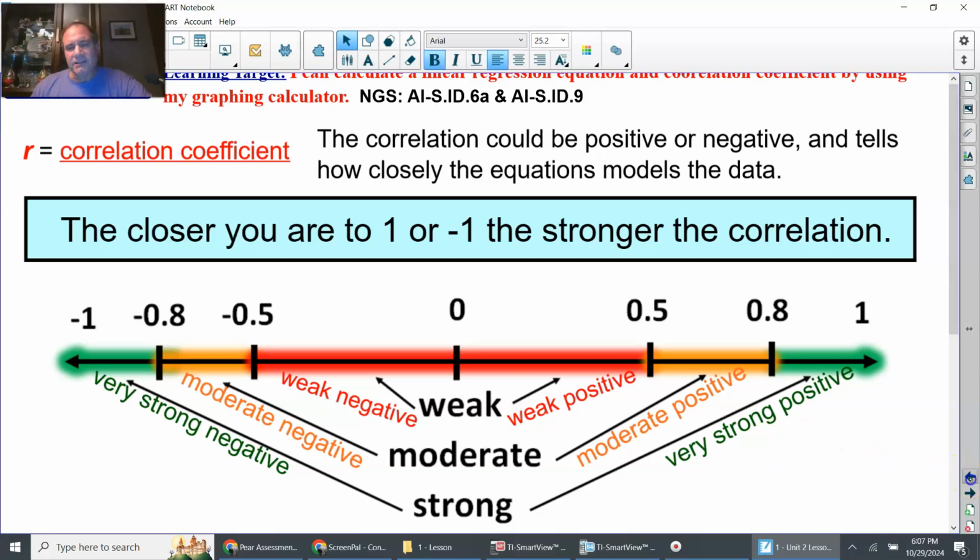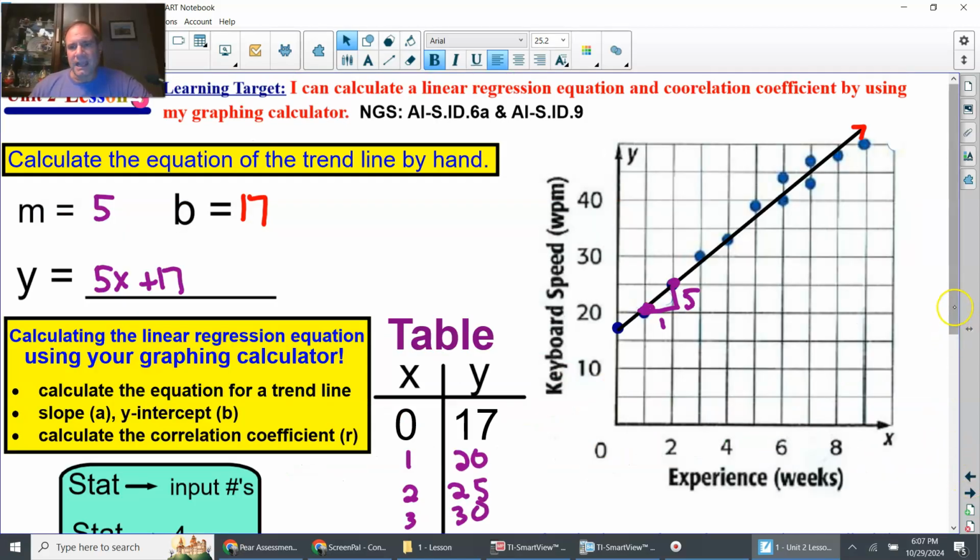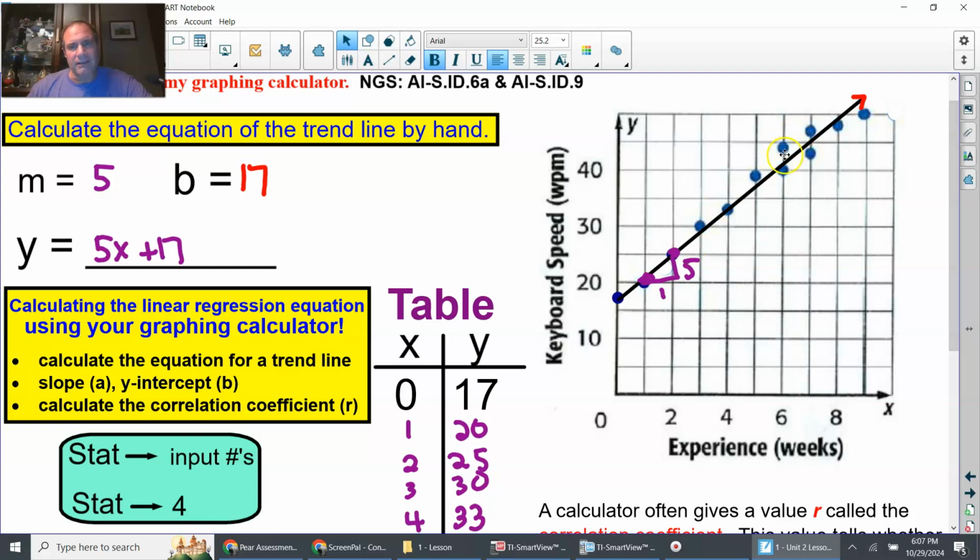So when you go back and look at what we have here, we knew right away, you see this trend line, the points are very close to the trend line. They're hovering around that trend line. That's a very strong correlation. I could tell right away. If the points were further away from the trend line itself, then you would have a weak correlation, a coefficient that's closer to 0.